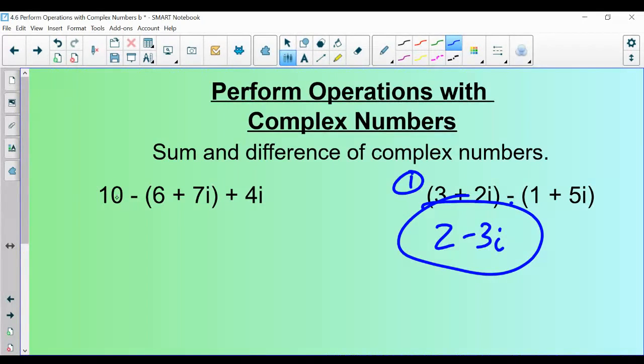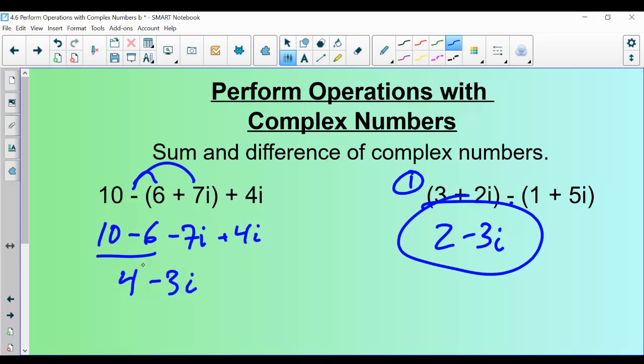Sometimes the imaginary numbers are going to look like this. You're going to just follow your concepts that you would have if i was a variable like x. If you were to simplify this, you would distribute that negative sign. You would get 10 minus 6 minus 7i plus 4i. Combine the like ones, 4, and these ones would combine to make negative 3i. 4 minus 3i, that would be your answer.